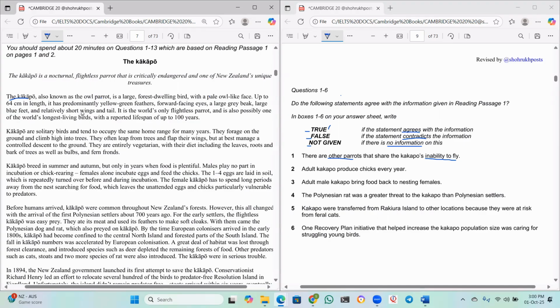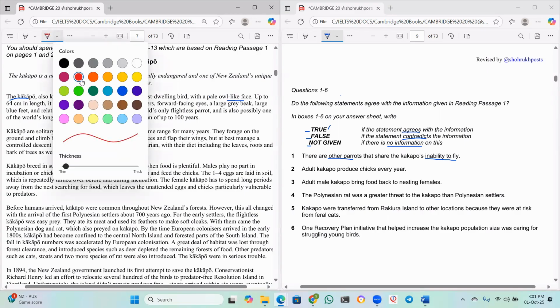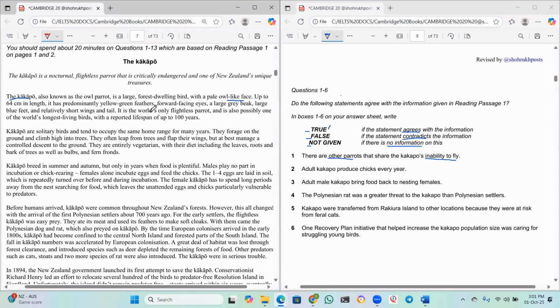The kakapo, also known as the owl parrot, is a large forest dwelling bird with a pale owl like face. Up to 64 centimeters in length, it has predominantly yellow green feathers, forward facing eyes, a large gray beak, large blue feet, and relatively short wings and tail. It is the world's only flightless parrot and is also possibly one of the world's longest living birds with a reported lifespan of up to 100 years.